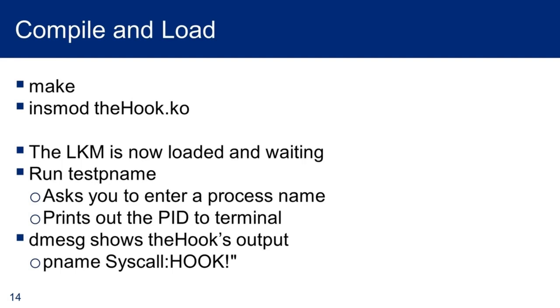The next step is to test it and see if it worked. First, compile the LKM using the previous makefile and load the LKM into the kernel. dmesg will tell you if it loaded successfully. Now the hooking LKM is loaded and waiting for a call to pname. So let's make a call. Run test pname and enter a process name. You should get back the PIDs in the terminal, but after the load, dmesg should show you that the hook intercepted the call and wrote to the kernel log before calling pname.